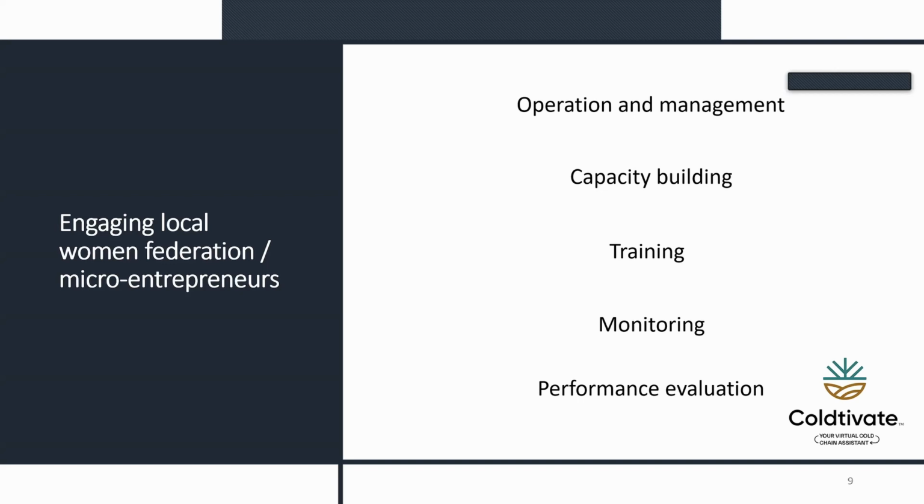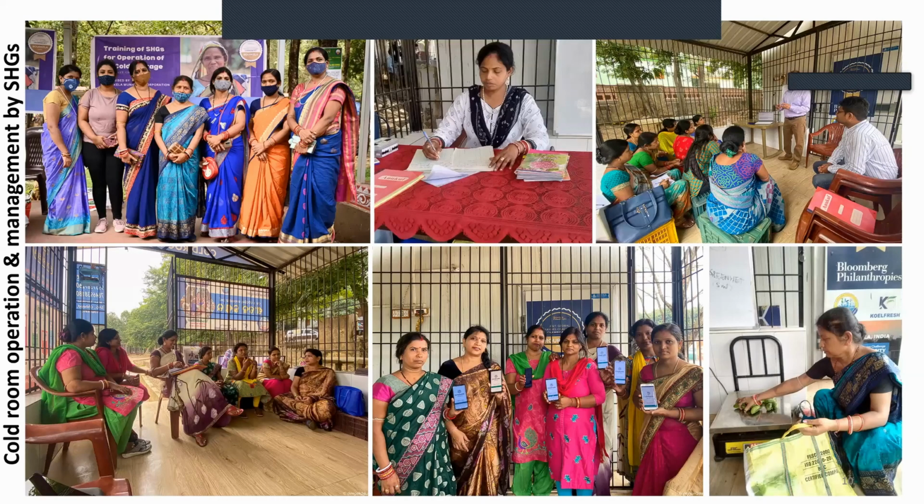It's not a one-day activity, obviously. They have to be given training for a long time. For example, we're giving the training for a period of 6 to 9 months. And we believe that once it is done, they will be able to run the cold rooms efficiently. You can see here this is a pilot cold room in which the women SHG members are working. The trainings are also happening inside the cold room. You can also see the Coldtivate app training was provided to them.